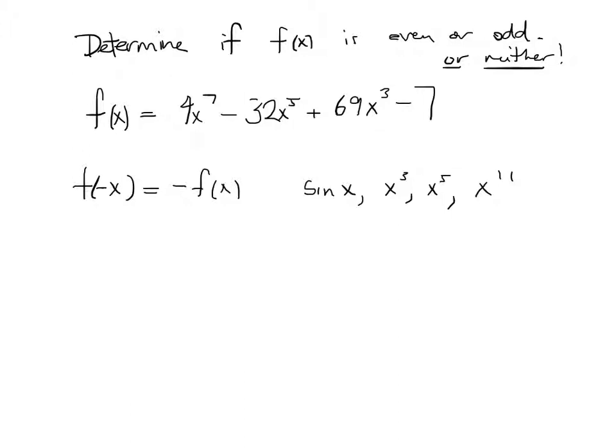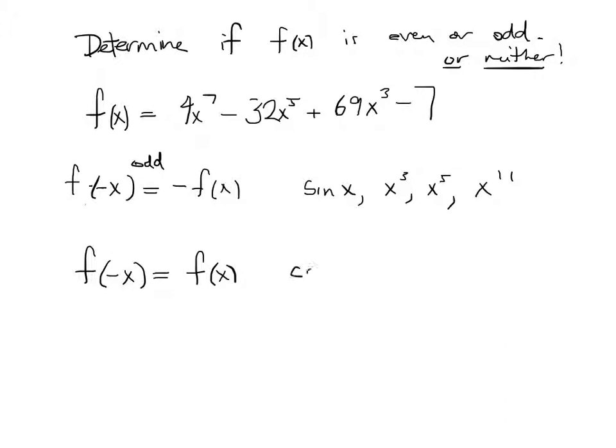Tangent is actually, well, I'll get to tangent in a minute. I was going to use that as an example. Let me erase this messy f there. Okay, this is oddness. Evenness is f of negative x gives us f of x back.